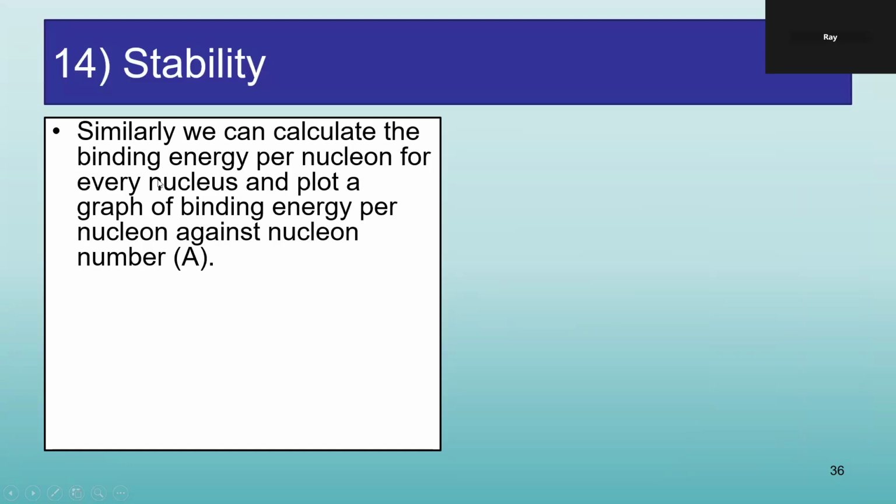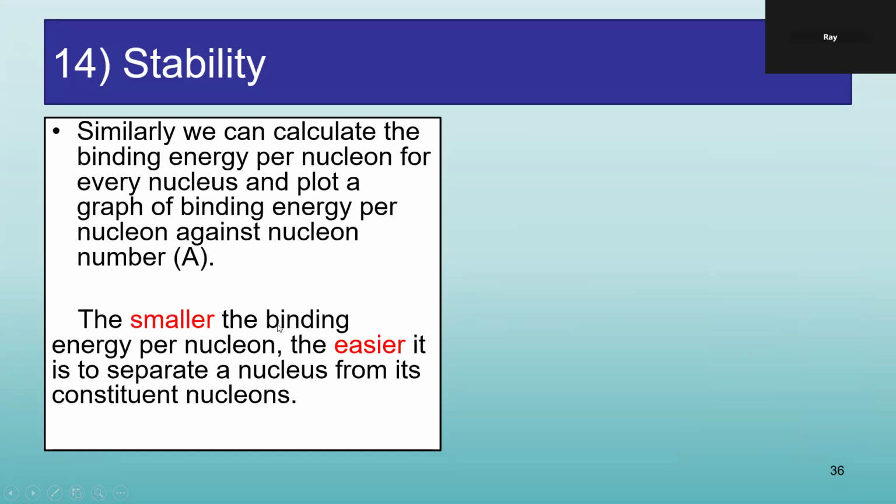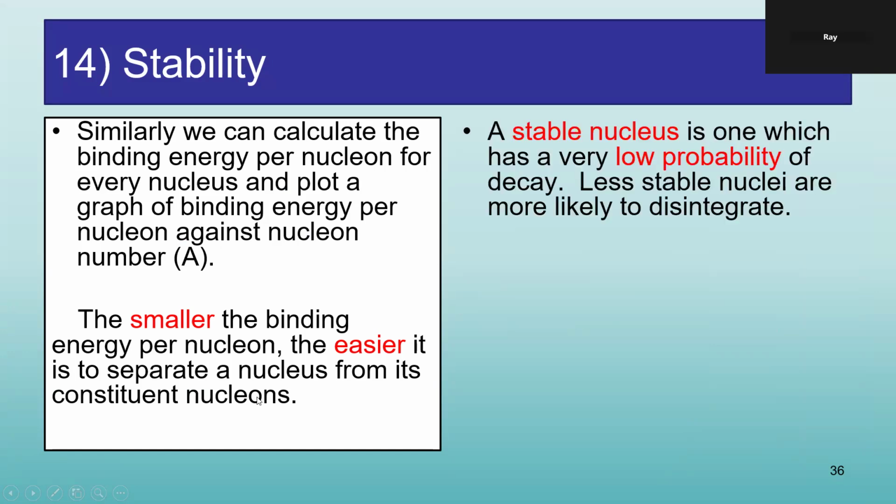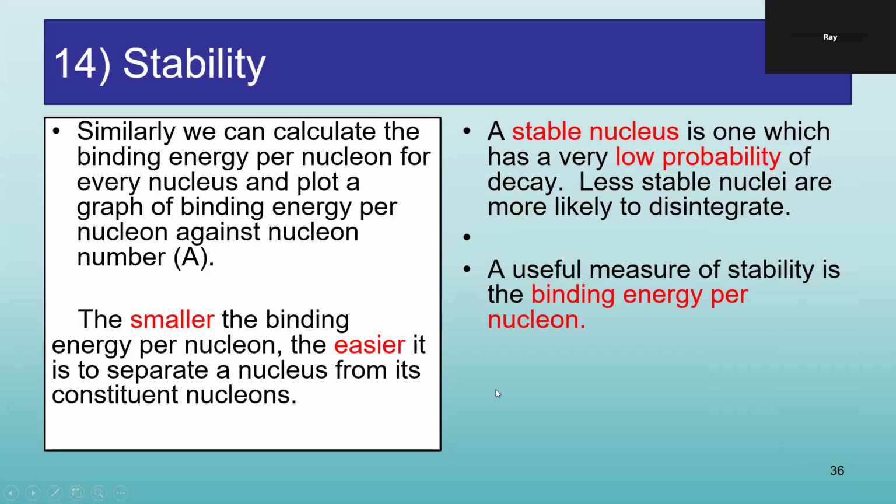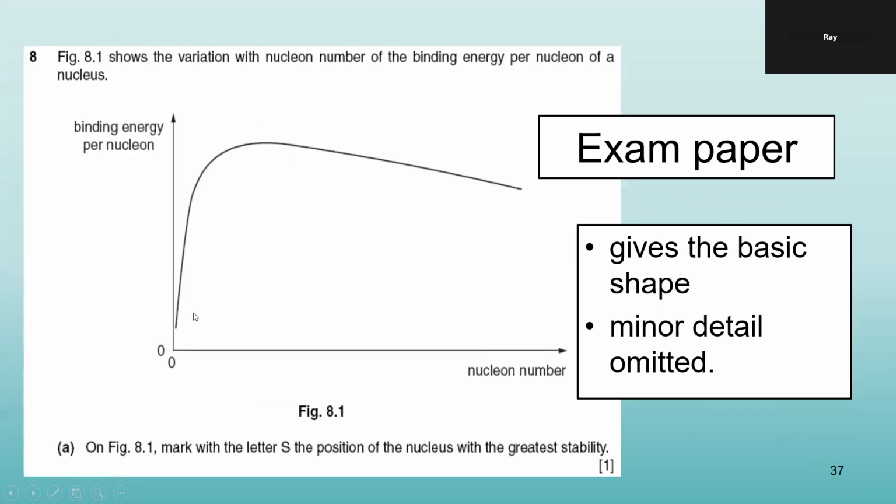Similarly, we can calculate the binding energy per nucleon for all the nuclei and plot a graph of binding energy per nucleon against nucleon number. The smaller the binding energy per nucleon, the easier it is to separate a nucleus from its constituent nucleons. A stable nucleus is one which has a very low probability of decay. Less stable nuclei are more likely to disintegrate. A useful measure of stability is the binding energy per nucleon. The exam won't give you the actual values; they give you a smooth curve.